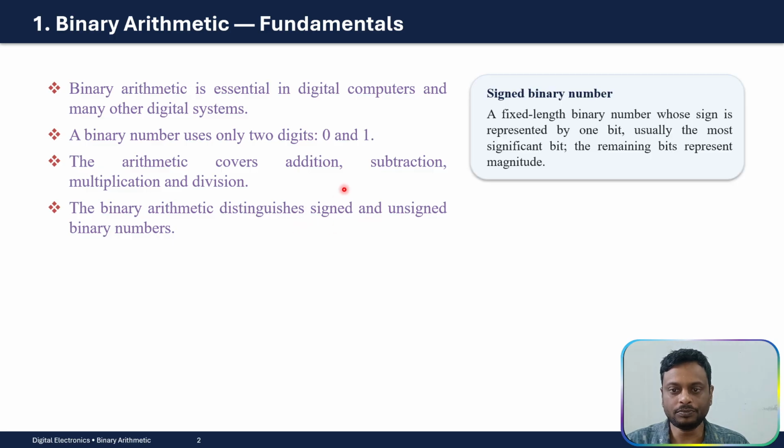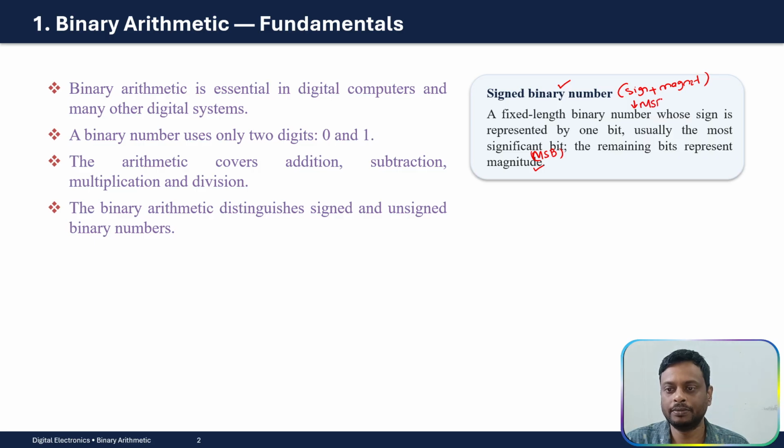Signed binary number means there is a sign bit. That sign bit is placed as the most significant bit, written as MSB, and the remaining bits are the magnitude bits. So the number consists of a sign bit plus magnitude bits, where the sign bit is a single bit in the MSB position.